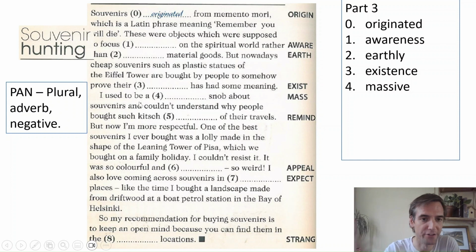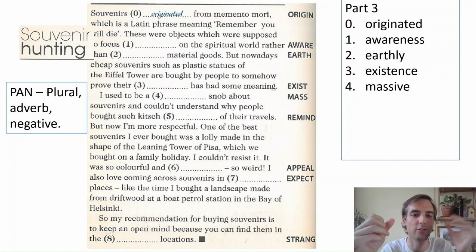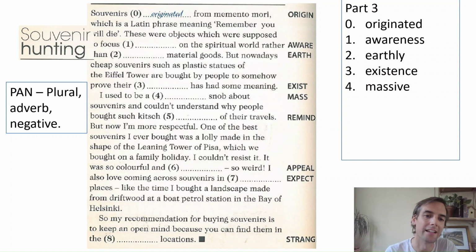Again, try to understand in general what it's about. It's about souvenirs. Personally, I'm not the biggest fan. Memories should be in your mind, not on a bit of plastic, a kitsch bit of plastic, but whatever floats your boat. Number 5, what are you bringing back from your holidays?